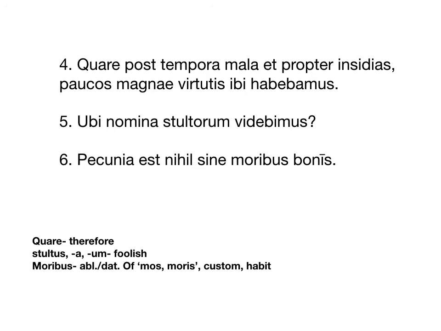The vocab here isn't too bad. You definitely want to be looking at the new Chapter 7 vocabulary when you do this, and hopefully you have access to the dictionary in the back of your textbook and or Wiktionary.org. But a few words that might stump you. Quare just means therefore, and then it looks like we have some accusative objects. Stultus means foolish. That shows up in number 5. And then in number 6, we have moribus, which is the ablative or dative plural of this new word mos moris, which means custom or habit.